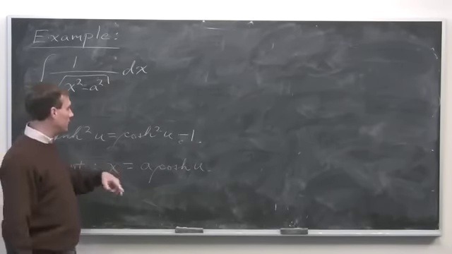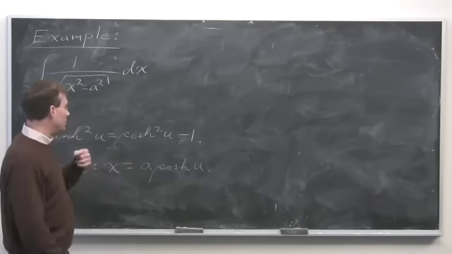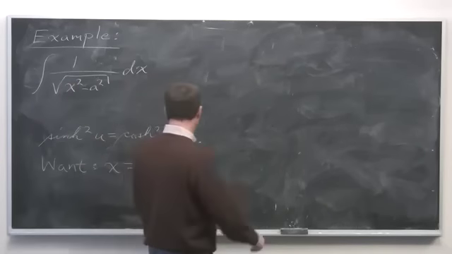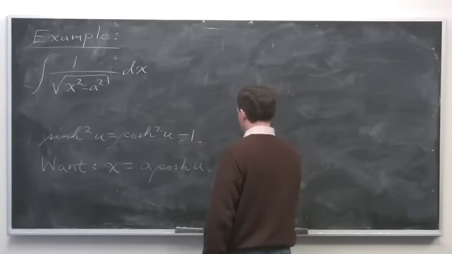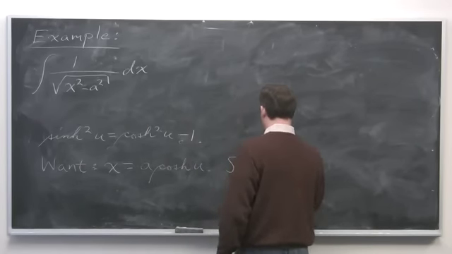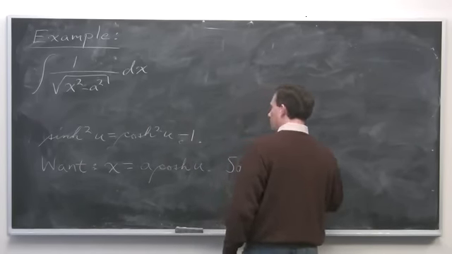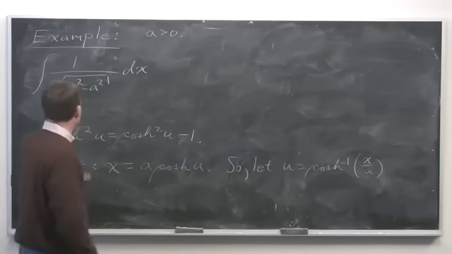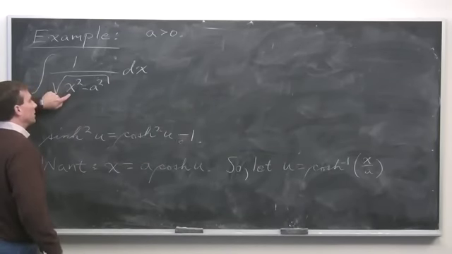But you don't get to pick what x is. You actually pick what u is. So let u equal the inverse hyperbolic cosine of x over a. I didn't say it again here, but I'm still assuming a is greater than 0. Notice that x has to be either greater than a or less than negative a.